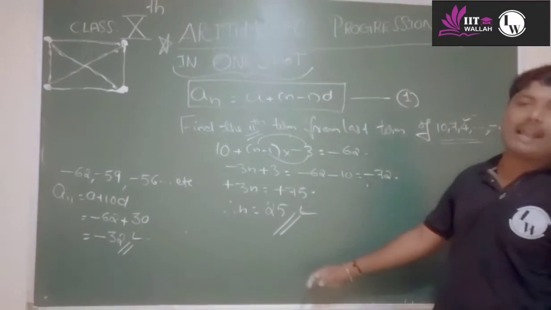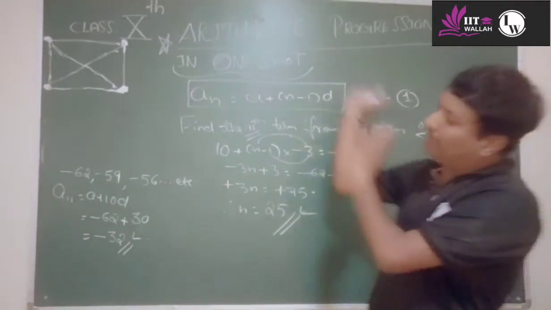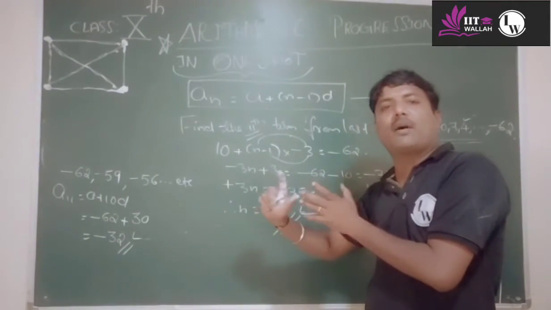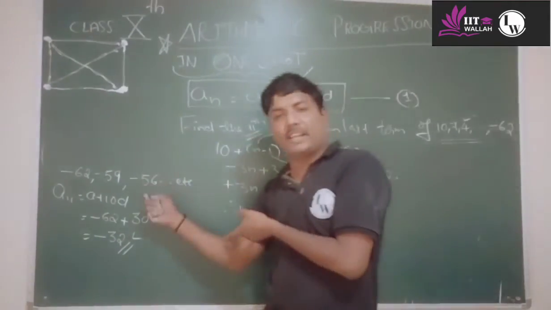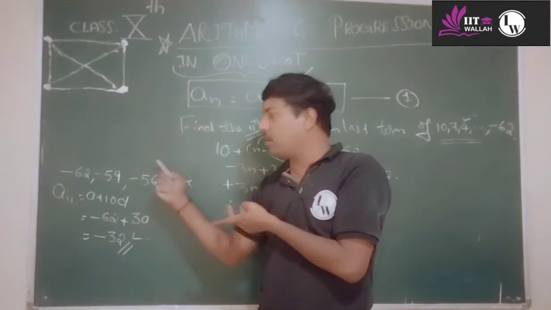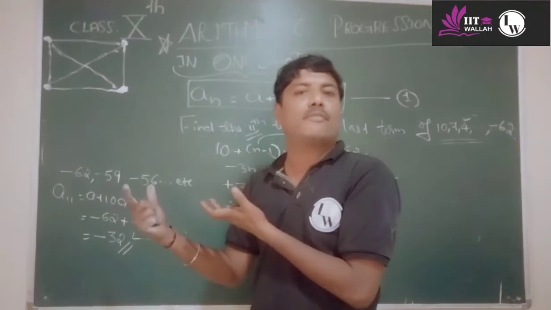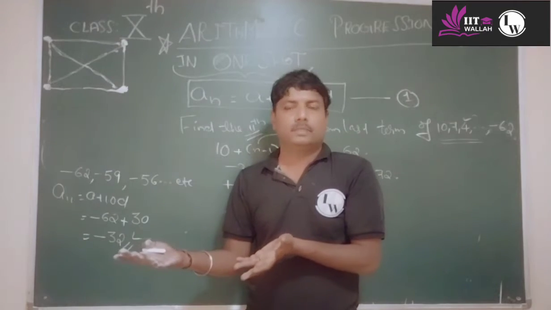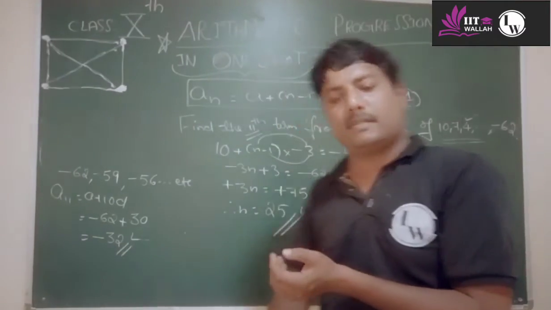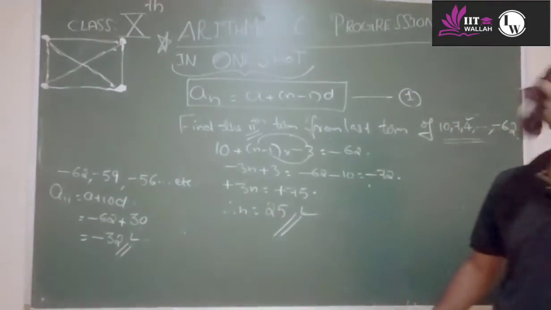Okay? If they are asking any term from the last, you write the given AP from the last and you change the sign of the common difference, then you will get the common difference here. Then you will find any term. Once we got first term and the common difference of any AP, we can find any term using the a plus n minus 1 into d formula. Right? So you understood this clearly? I hope you understood this clearly.